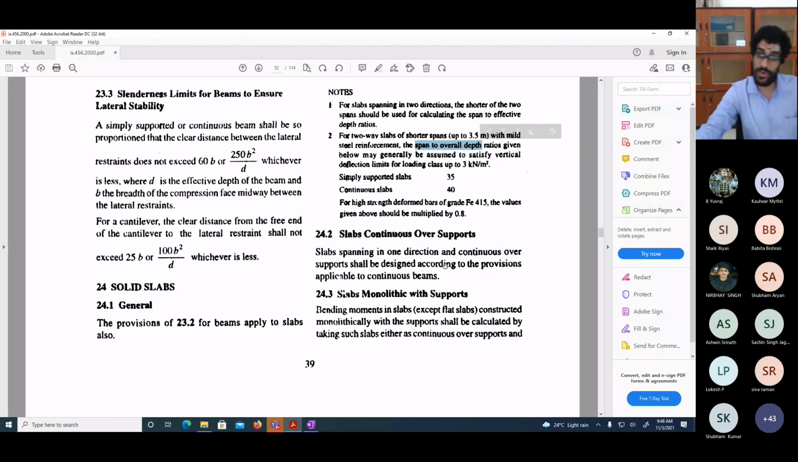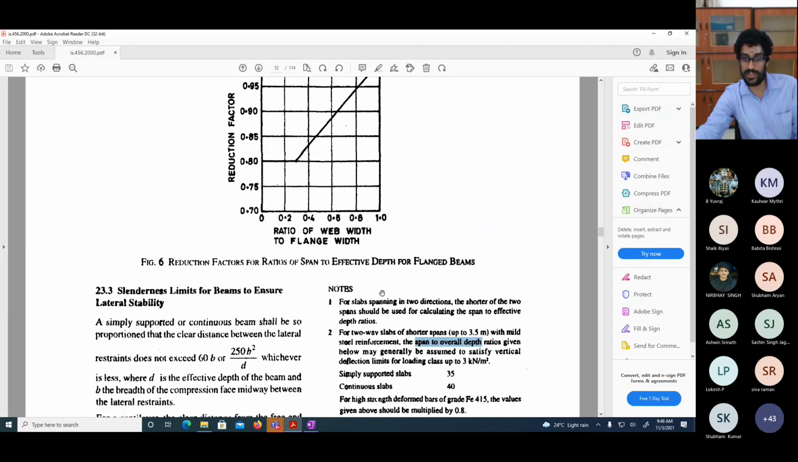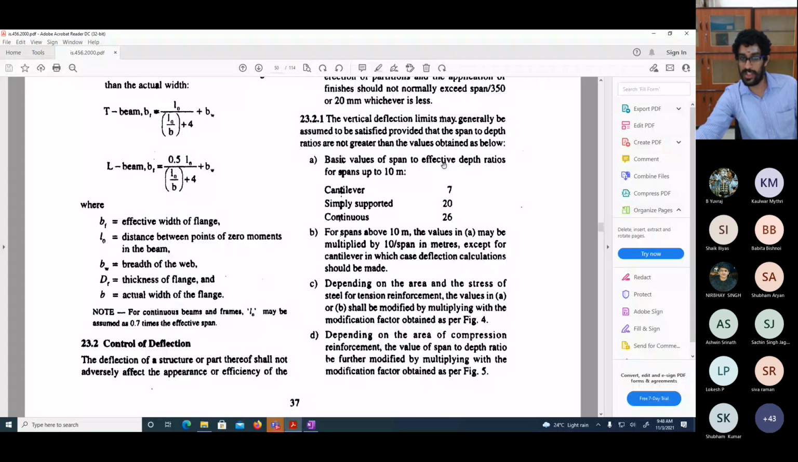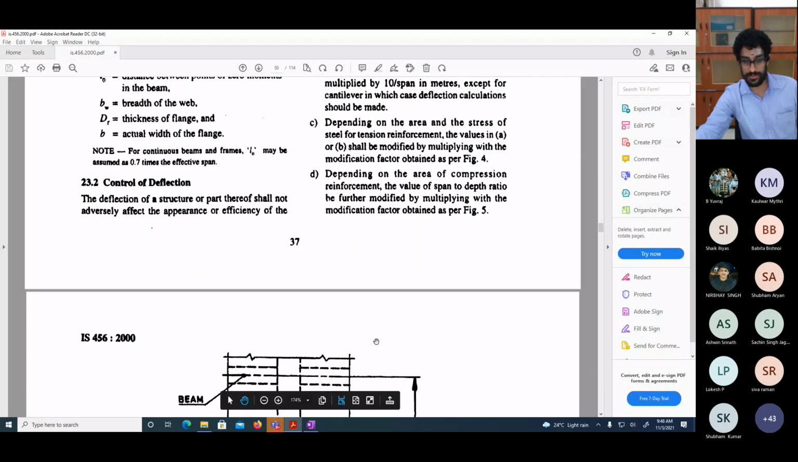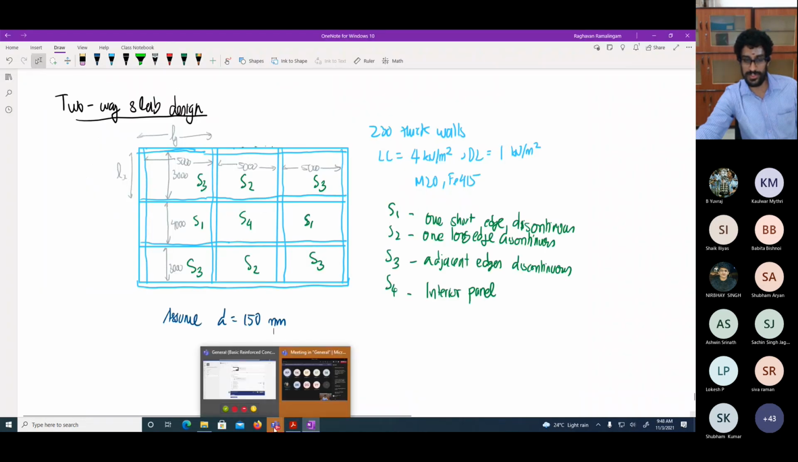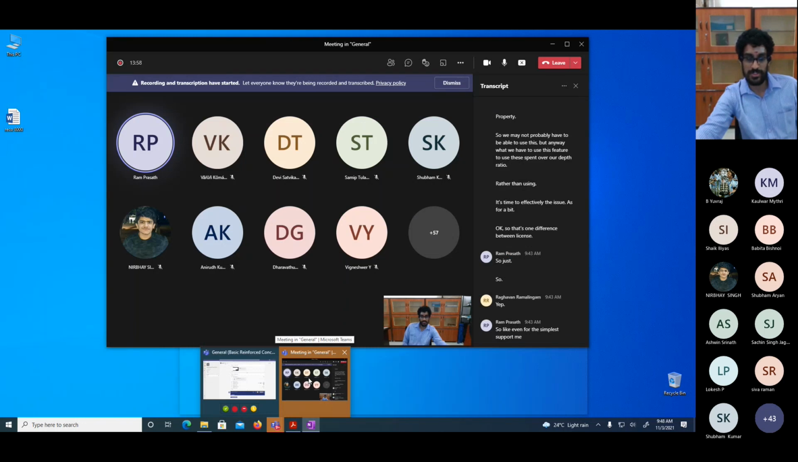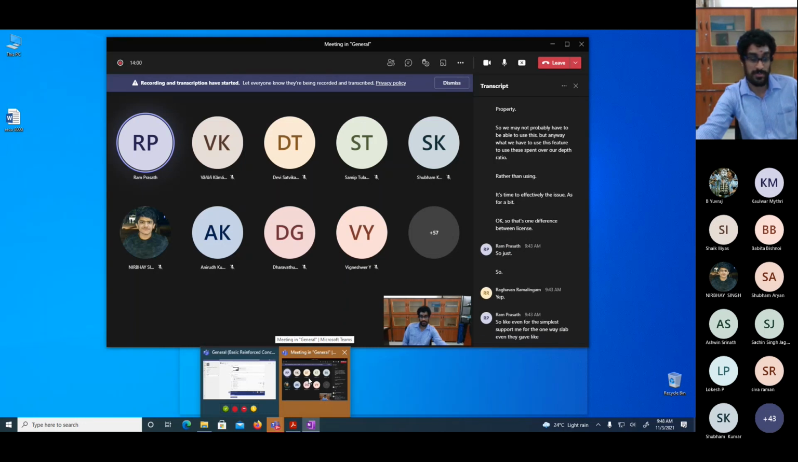So we may not be able to use this, but what we have to use is the span to overall depth ratio, rather than using span to effective depth ratio as for a beam. So that's one difference. Even for the simply supported one-way slab, they gave L by T effective.